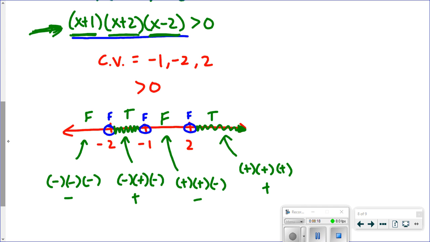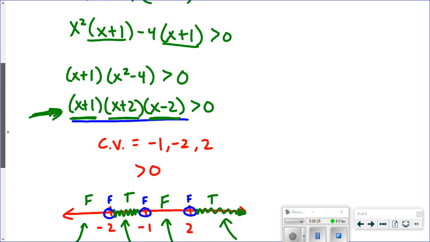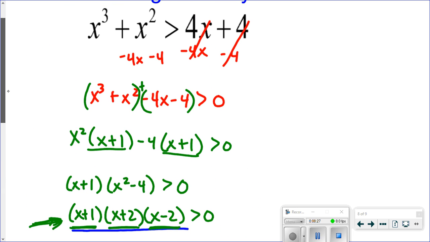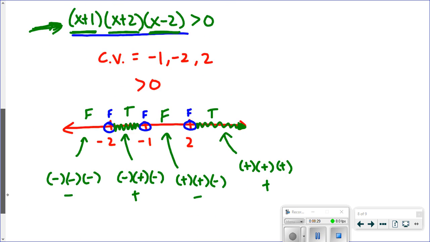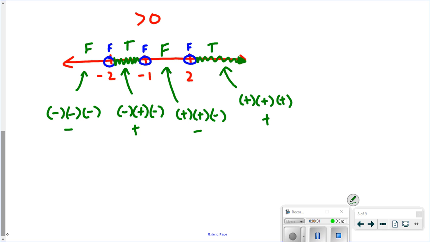My final step is to actually write our solution. Our solution is going to be written in interval notation, which is how we typically write the solution when solving inequalities. Our variable was x. So x is an element from -2 to -1. Since those are open circles, I need parentheses. And then from 2 to positive infinity. So the parts that are shaded on my number line.